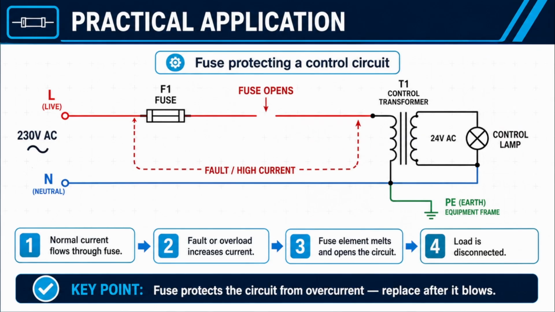In this control circuit, the fuse protects the transformer and wiring. During normal operation, current flows through the fuse to the transformer. If a fault or overload causes excessive current, the fuse element melts and opens the supply. The control circuit is disconnected, and the blown fuse must be replaced before the circuit can operate again.